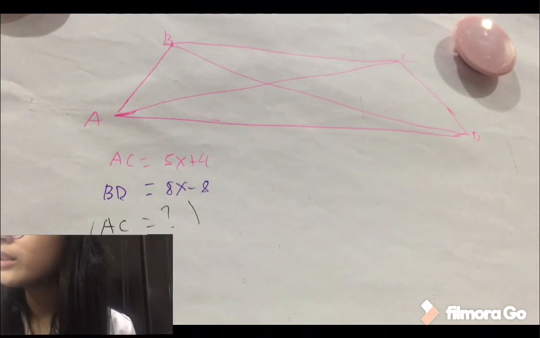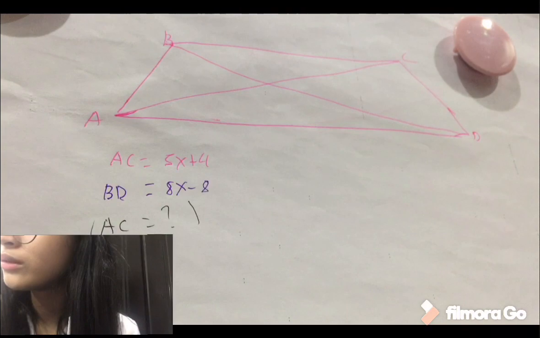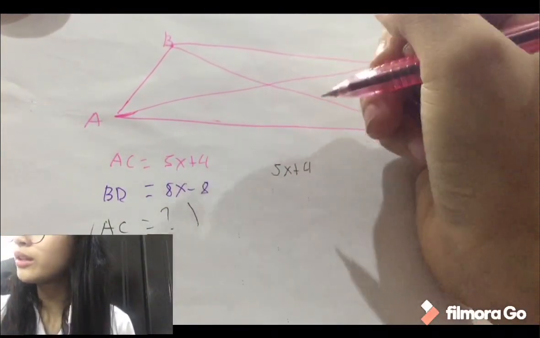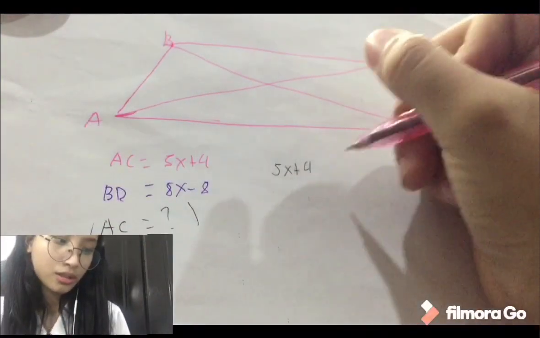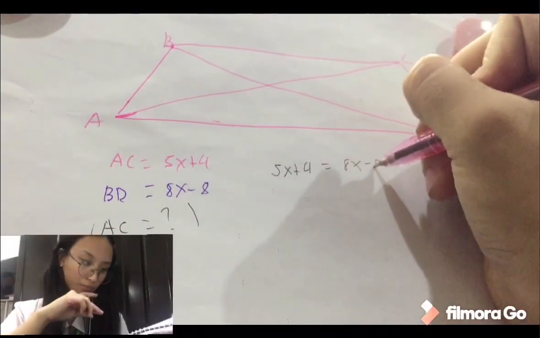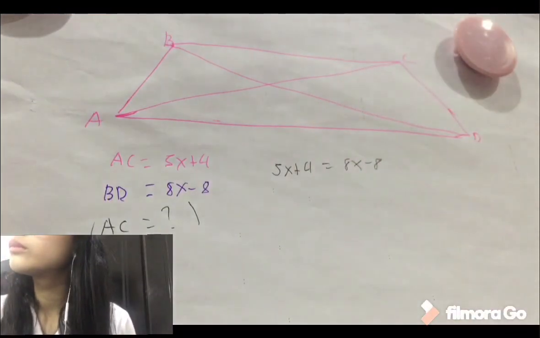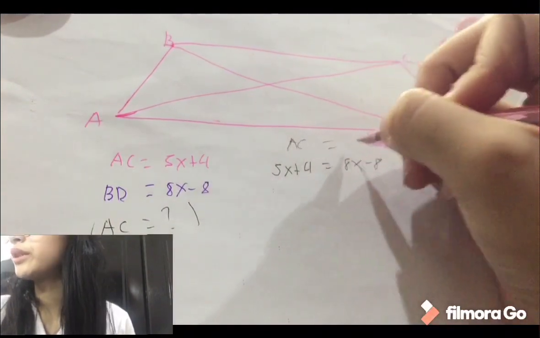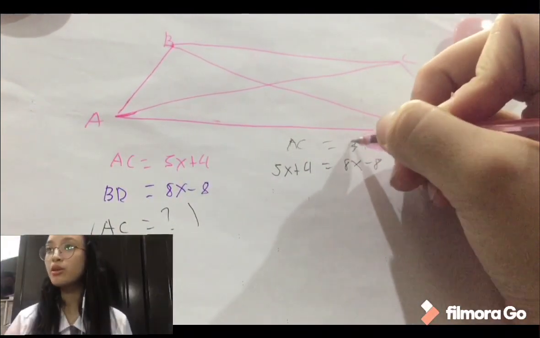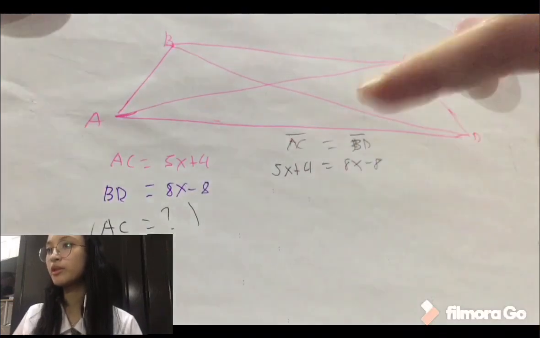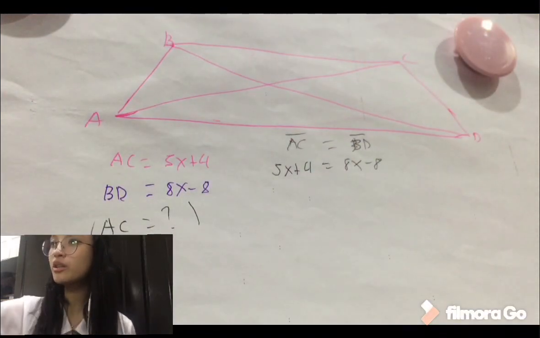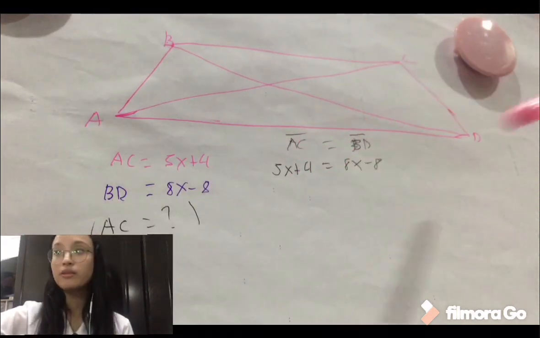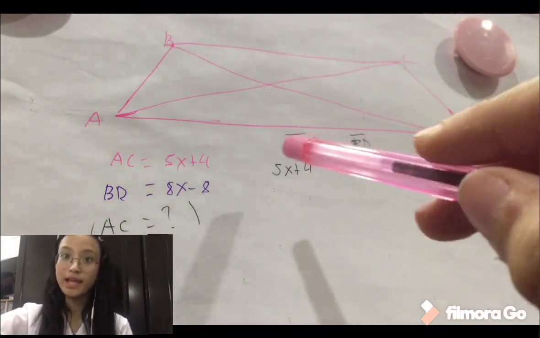We're just gonna rewrite it in here. It equals 8x minus 8. AC is equal to BD. So in AC we have 5x plus 4, and for BD we have 8x minus 8.